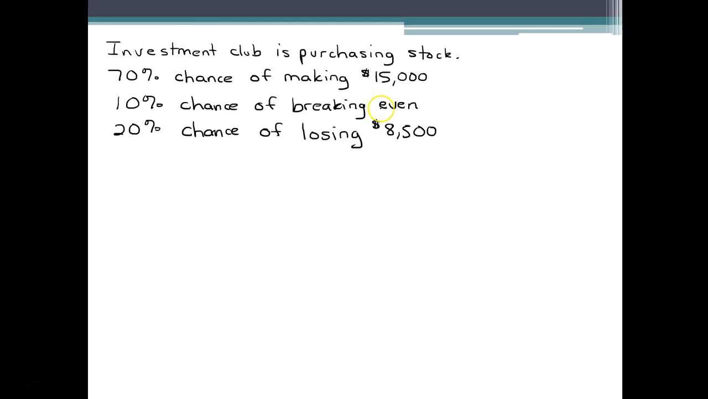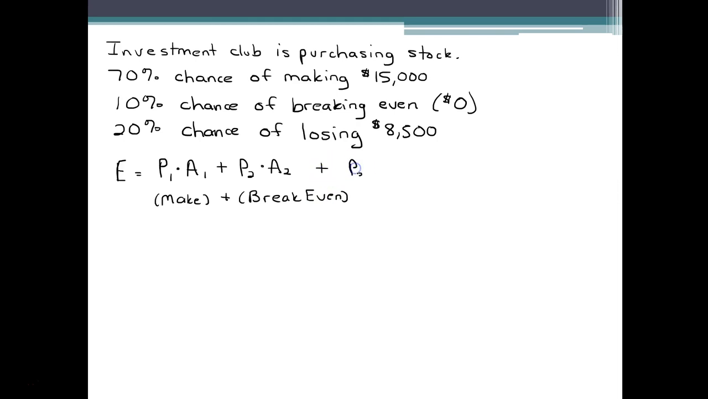So we want to determine the expectation of this stock purchase. Well, breaking even is exactly what it sounds like. You're coming out at $0. You neither gain nor lose in the end if you break even. So pretty good chances of making some money, but there is still a chance of losing money or breaking even. So we've got to figure out this expectation. We're going to do probability times amount for making money, plus probability times amount for breaking even, plus probability times amount for losing money.